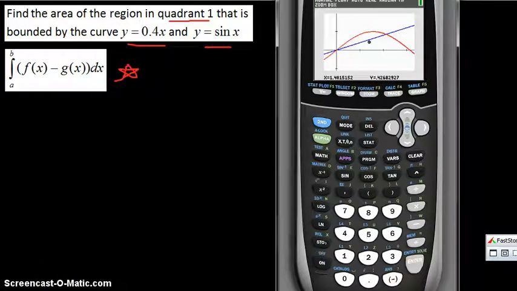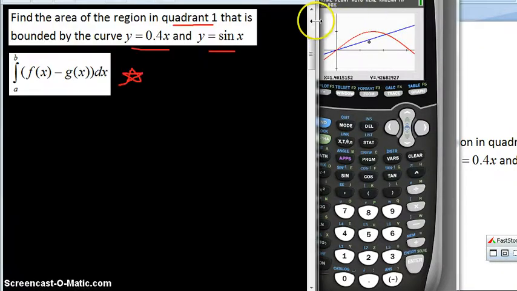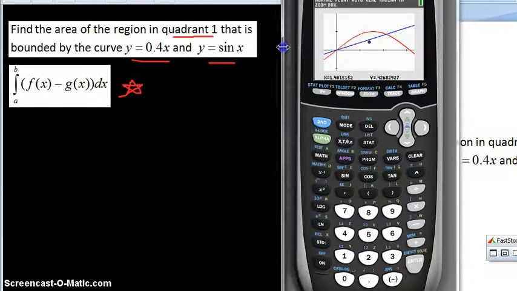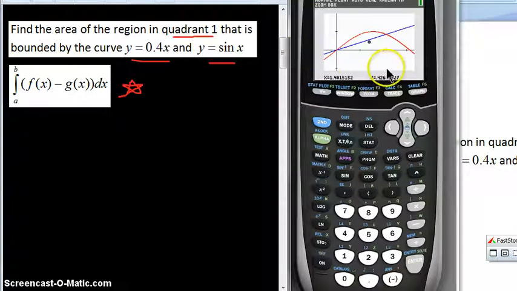Let me adjust my blackboard a little bit. Okay, so in order for me to apply the formula right there, I need to find what's my A and what's my B. I do not really have that information right now. So what do you think the A is going to be? At least if I look at the graph on my calculator, where do you think I can find my A and B? Think about that.